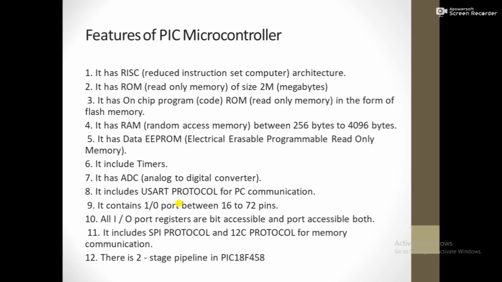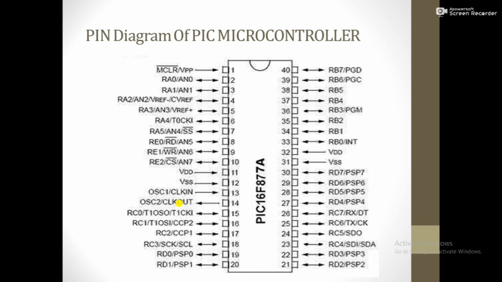It has an analog to digital converter. It includes the USART protocol for PC communication. It contains I/O ports between 16 to 72 pins, and all input output port registers are bit accessible and port accessible both. And it includes the SPI protocol and I2C protocol for memory communication. There is a two-stage pipeline in the PIC 18F458. These are the features of the PIC microcontroller.